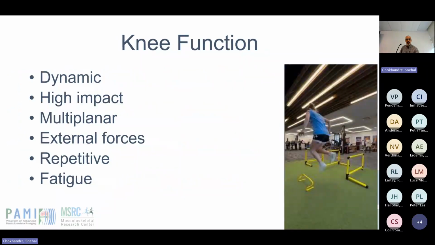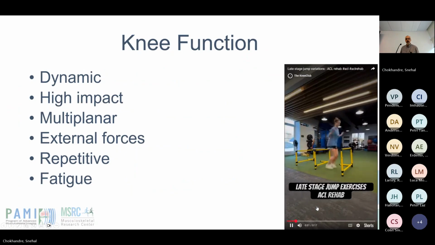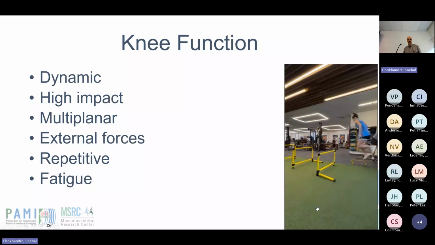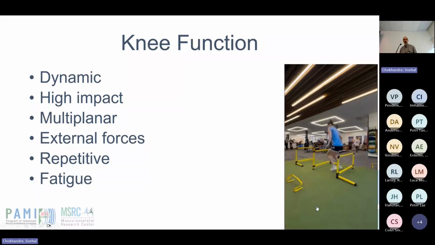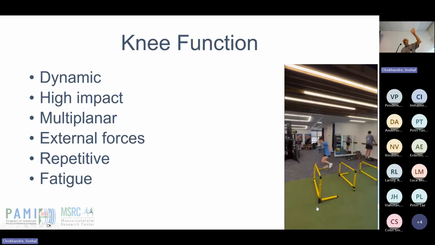If you can see this video here, if this will play, this is an ACL rehab video that somebody put on YouTube. So raise your hand if your model can represent this.